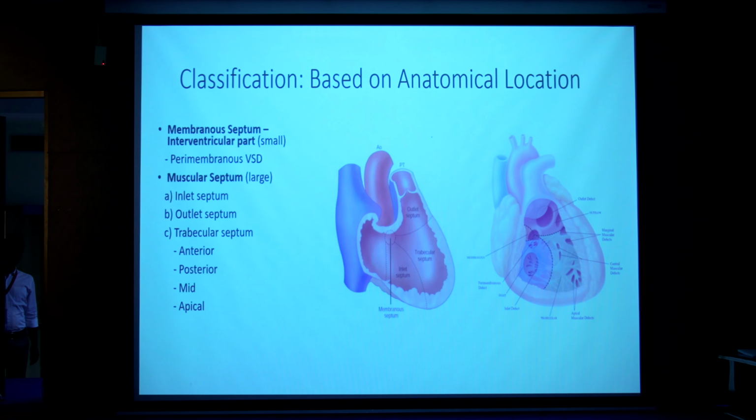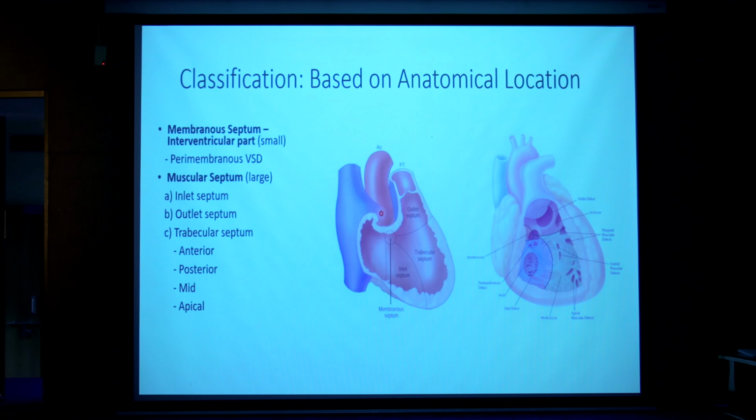So basically you have the two parts of the interventricular septum, that is the membranous septum and the muscular septum. Membranous, of course, has two parts. It has an atrioventricular part. Now you can see only the interventricular part here. It has an atrioventricular part as well. So next to the atrioventricular part, you have the muscular septum that converges onto the membranous septum. In the muscular part, you have the inlet, the trabecular, and the outlet septum.